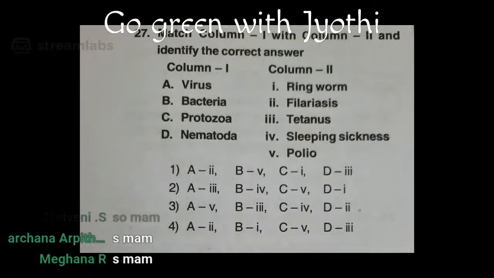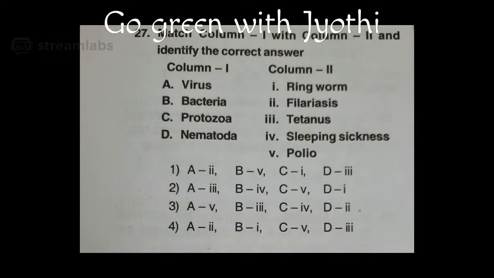Okay, look at the question. Column 1, column 2 is given of different microorganisms, and if you observe clearly column 2, then you will find the different diseases which spread by the microorganisms. Now you want to match up column 1 with column 2.